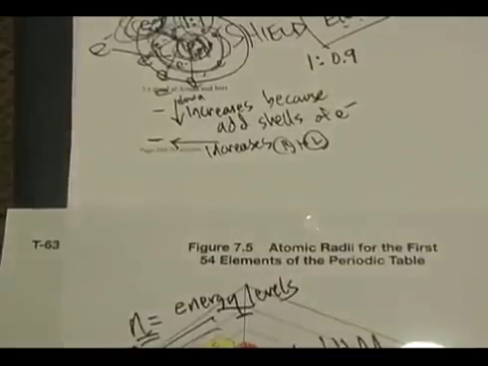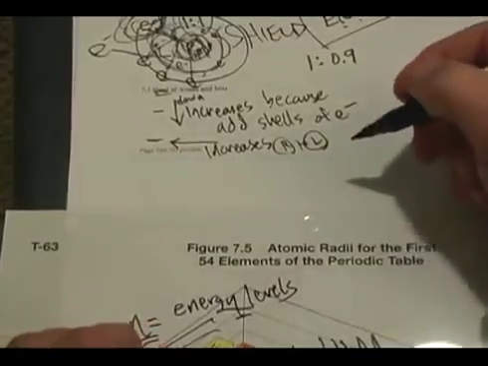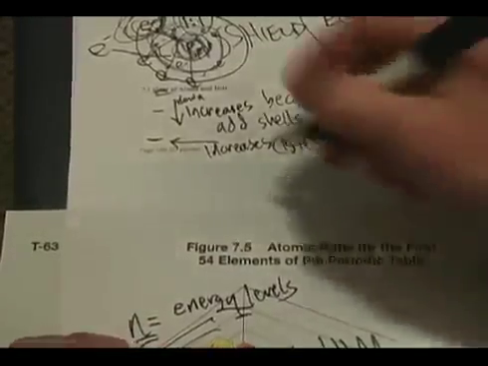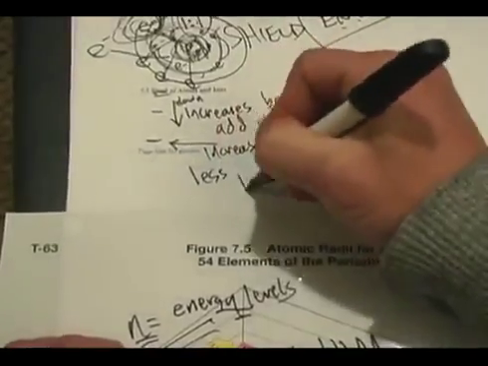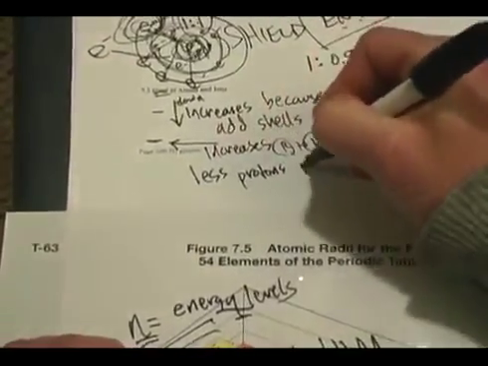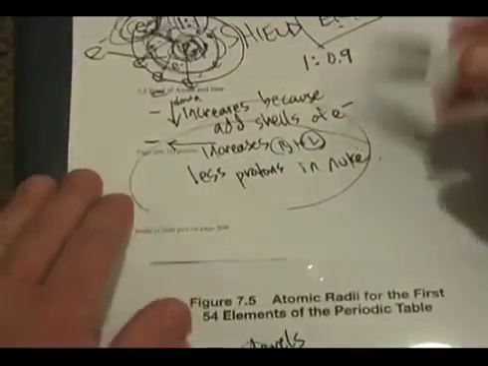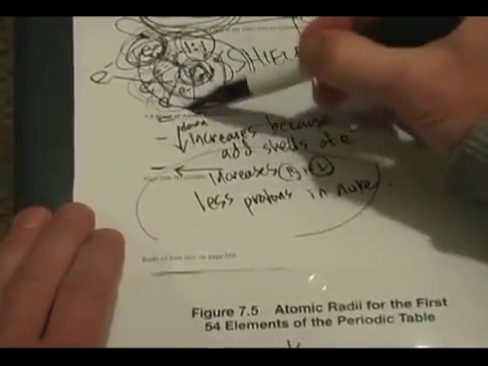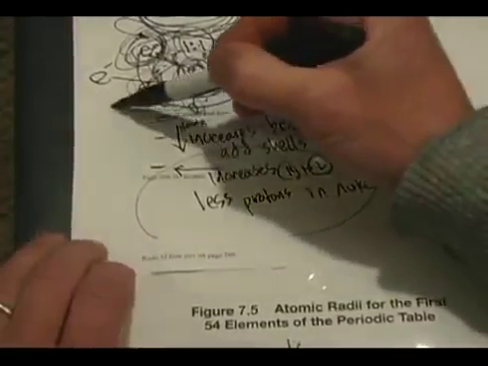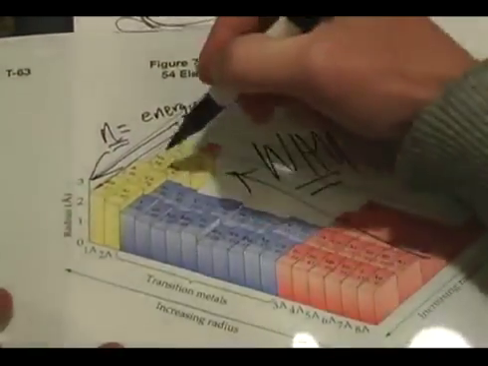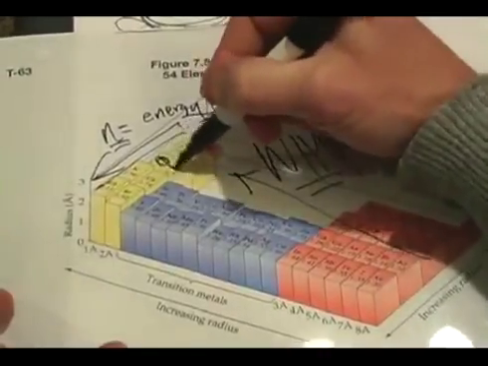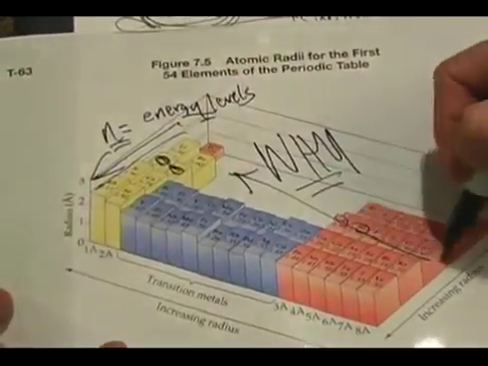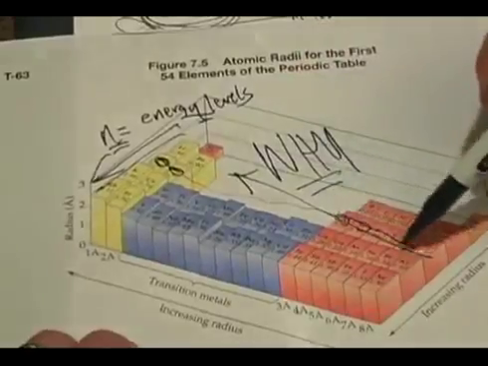And the reason it increases from right to left is because there are less protons in the nucleus. And just as I said before, the less protons there are in the nucleus, the less effective nuclear charge that these electrons experience, and therefore they're easier to float away from the nucleus. If you look over here, for example, in period 3, sodium, magnesium, aluminum, silicon, phosphorus, notice how they get smaller as you go this direction.